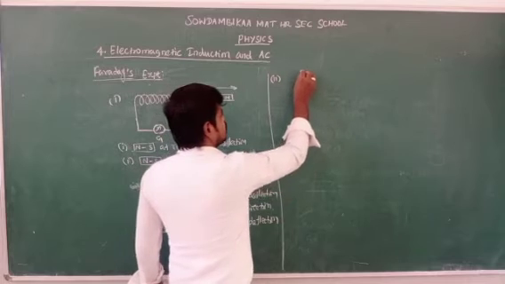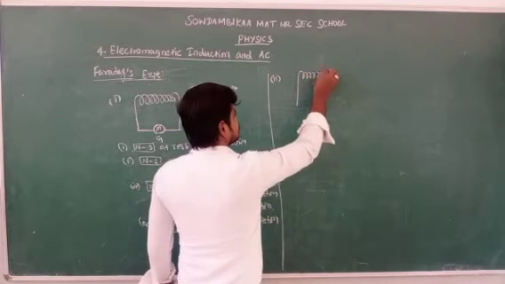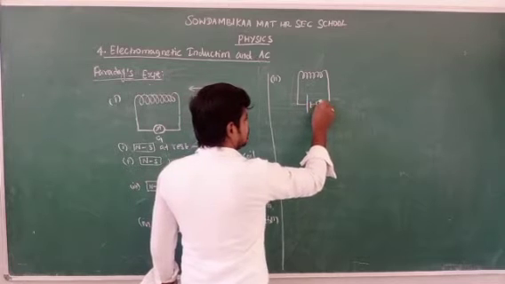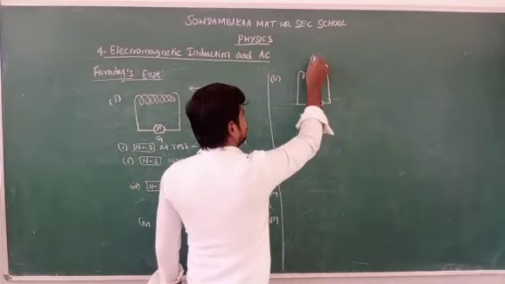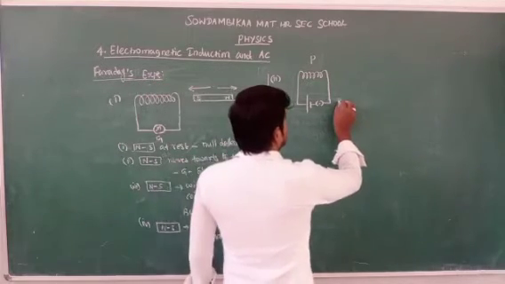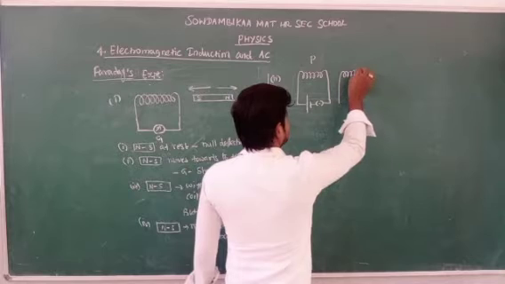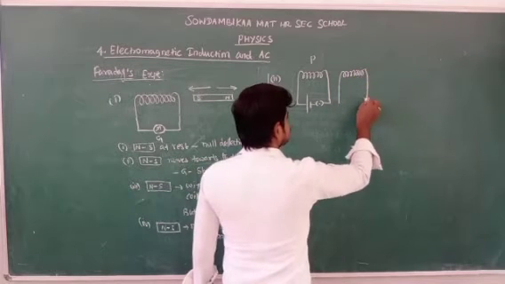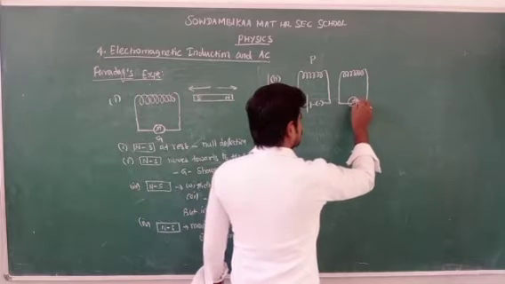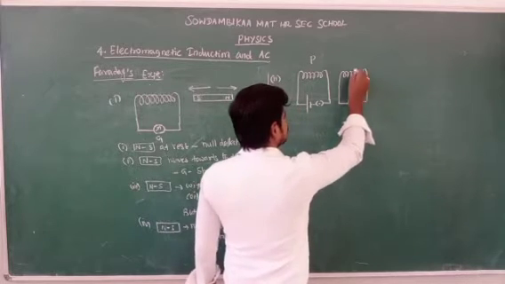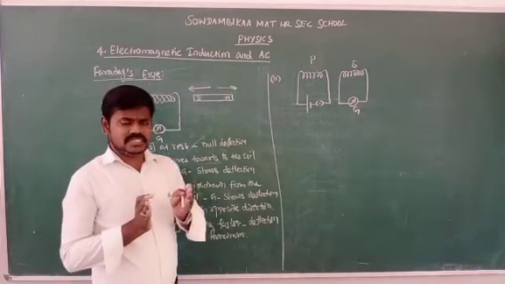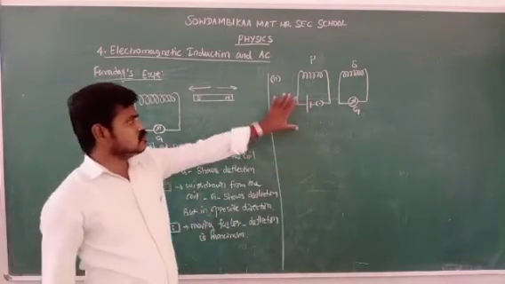Let us consider two coils. The first coil is connected with a battery and a key. This is called a primary circuit, primary coil. The second coil having the same number of turns, and the two ends of the coil is connected with a sensitive galvanometer. This is called the second coil. The two coils are placed very close to each other.